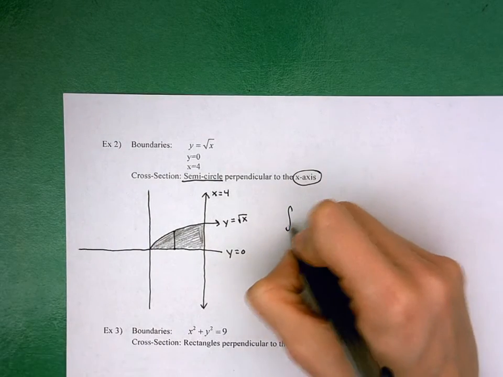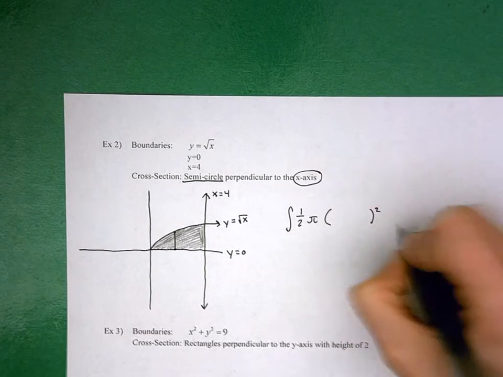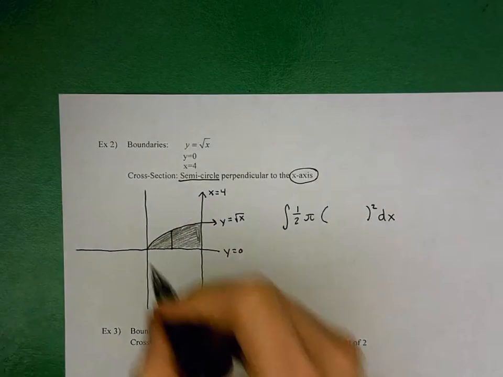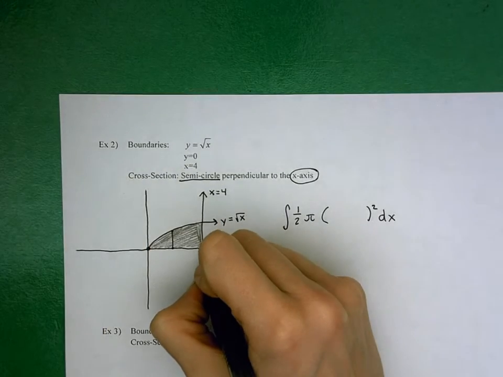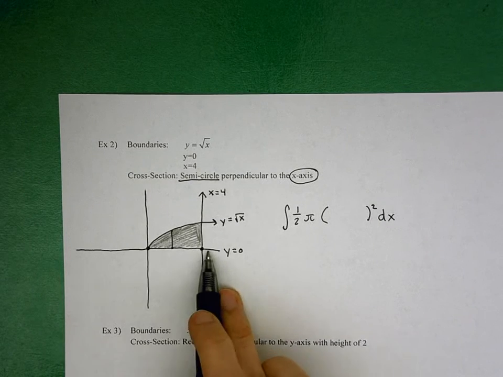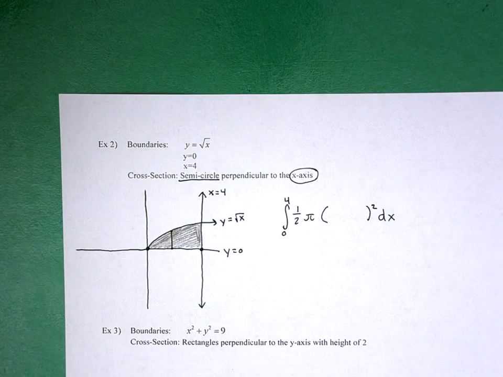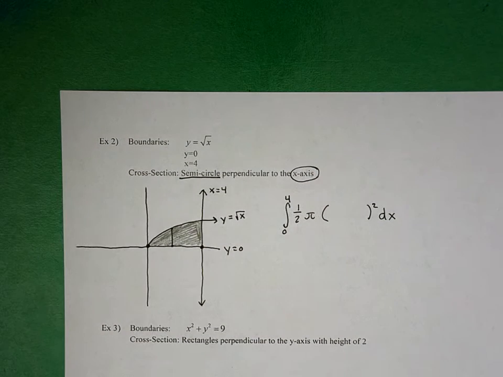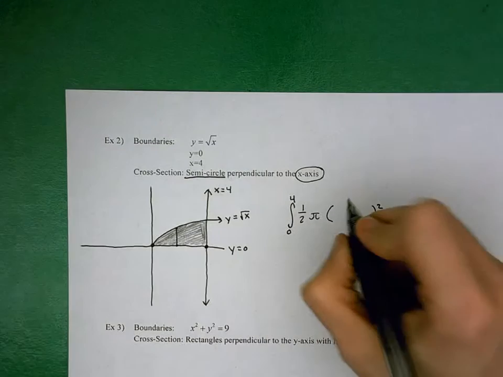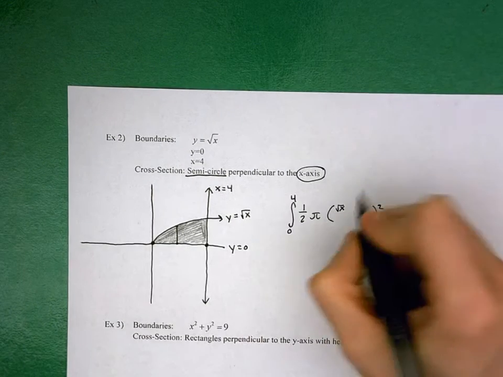Okay, so semicircles is 1/2 pi r squared, and then we know this is dx because we're perpendicular to the x-axis. Since we're x-oriented, my left and rightmost points here are going to be 0 to 4. And then my r still does have the upper minus lower. My upper in this case is root x, and I'm going to leave it as root x because I'm in terms of x. And my lower is 0.